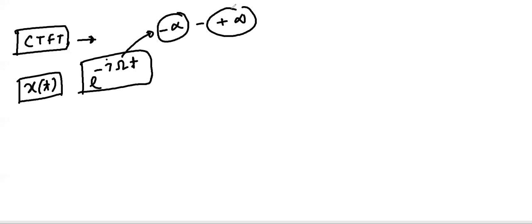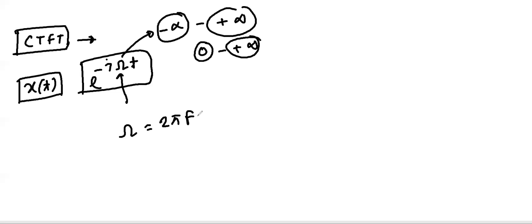What does it mean? Think about original frequency. It is better to say from 0 to plus infinity. That is the range of this omega. Whenever I put this omega, this is angular frequency. This omega is equal to 2 pi capital F, where this capital F is the frequency in hertz, cycles per second. What is the range of capital F?